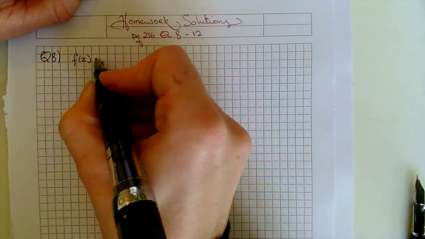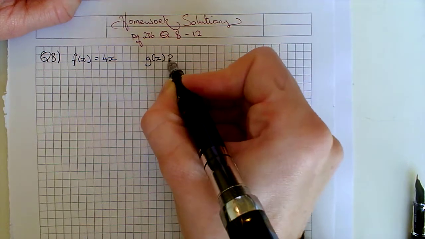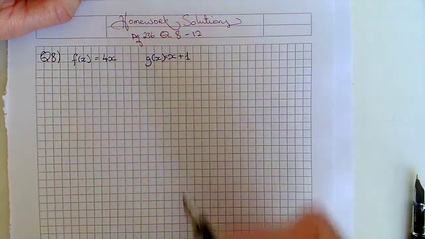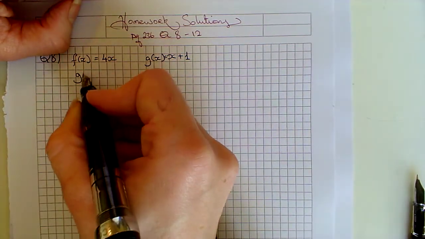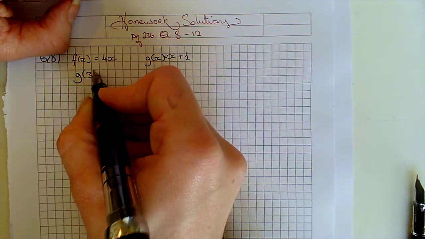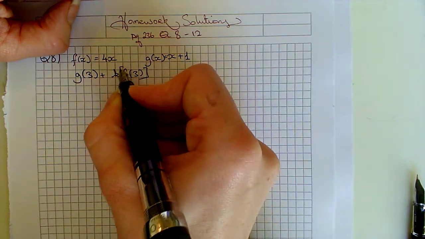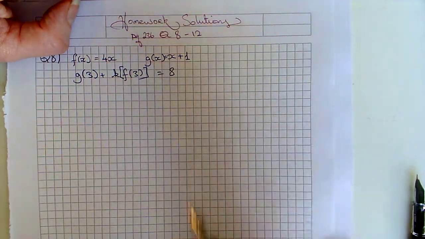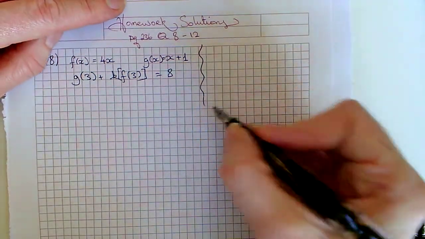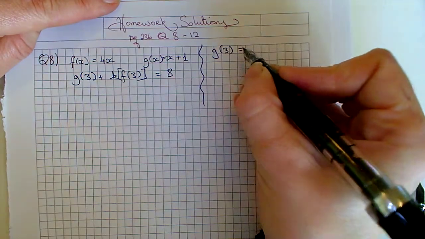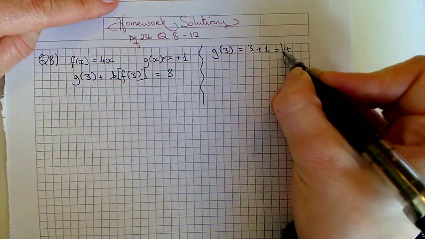We had a definition of f of x equal to 4 times the input and g of x equal to the input plus 1. So I'm rewriting, not using the arrow format, and they want us to calculate, if g of 3 plus k times f of 3 is equal to 8, we have to find the value of k. So break this down step by step. First of all, find g of 3. Well, g of 3 is x replaced by 3, 3 plus 1, which is 4.